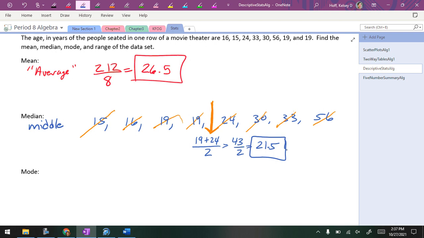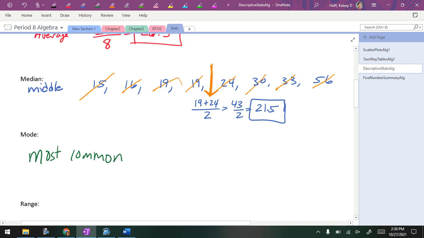100%. Mode. That's the most common. What's nice is after you write it down in order for the median, it's kind of easy to tell the number that repeats the most, yes? In this case, what is the mode? 19.